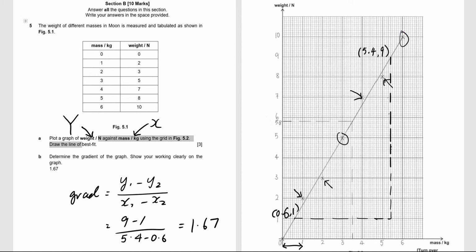But if you have chosen to draw another line, and the points that are not on the line are all segregated on one side of the graph, then you will not score the mark for line of best fit. And so this is the graph, and you're asked to find the gradient.